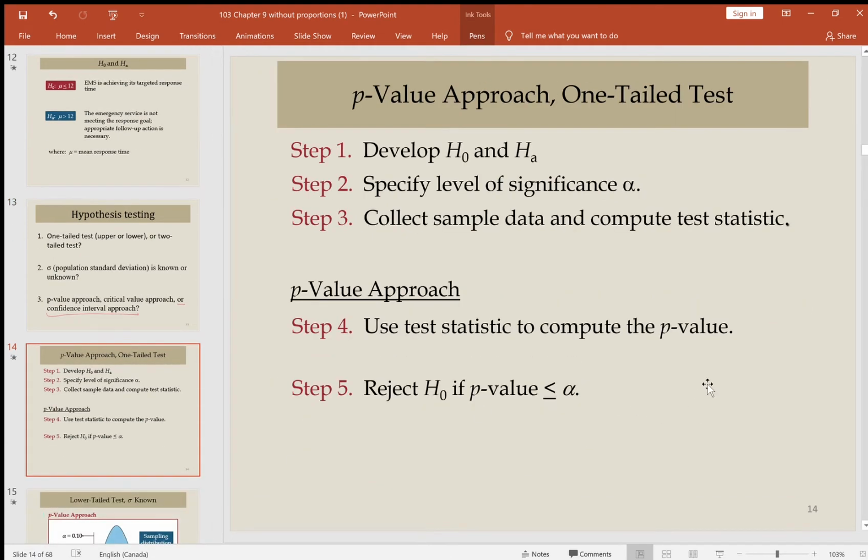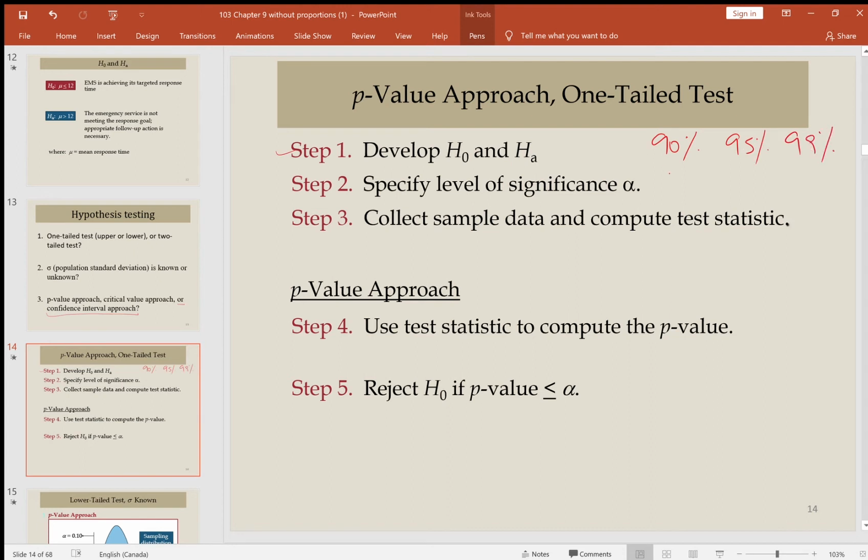Okay, what are the steps? The steps are, we first formulate the null and the alternate hypothesis. Then step 2 is we specify the level of significance alpha. Remember, in business we usually use three confidence levels: 90%, 95%, and 99%, as we saw in chapter 8.